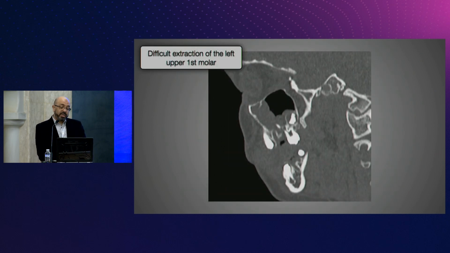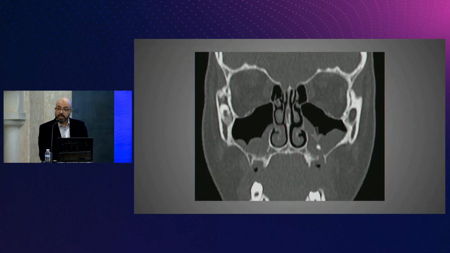Patient with difficult extraction of the left upper first molar, and what can we see here? This is a retained root fragment, right? And causing inflammation in the sinus because it has been displaced upwards into the cavity. And you need to look for the defect because it will escape through a defect. So this is an oroantral fistula.